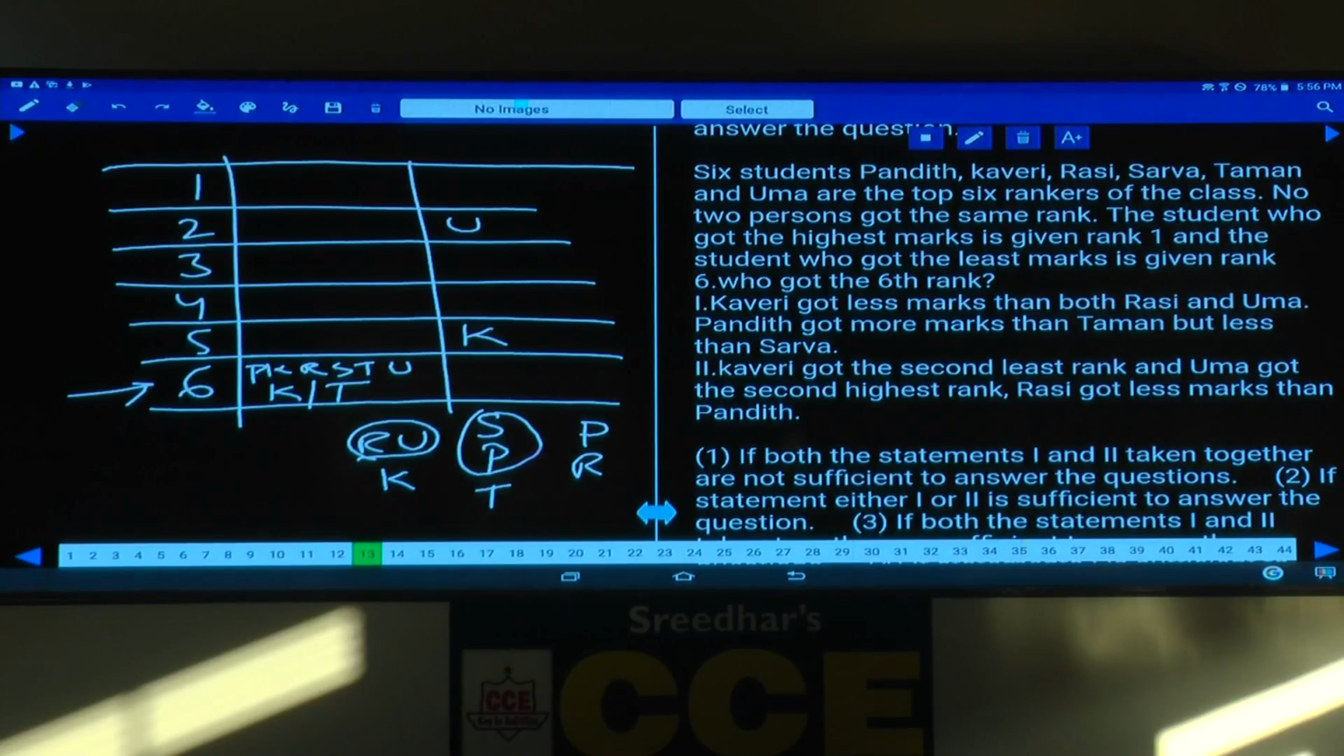Hence, with the help of condition number two alone, what is the answer here? We cannot identify the person who will be at this place. Either R can be here, or the remaining two persons can also be here. Hence, one alone is not sufficient, two alone is not sufficient.